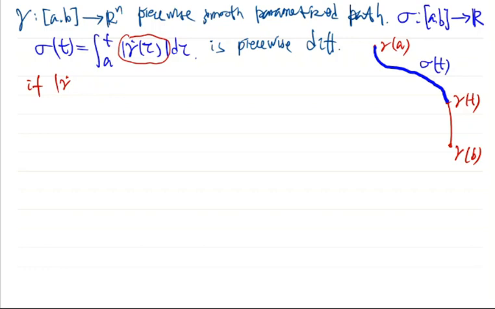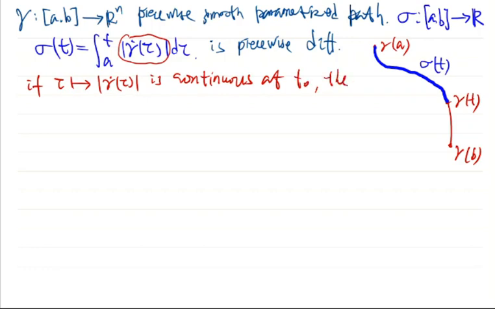If the function mapping tau to the norm of the derivative of gamma at tau is continuous at t naught, then sigma is differentiable at the same t naught. This is a basic result in calculus.